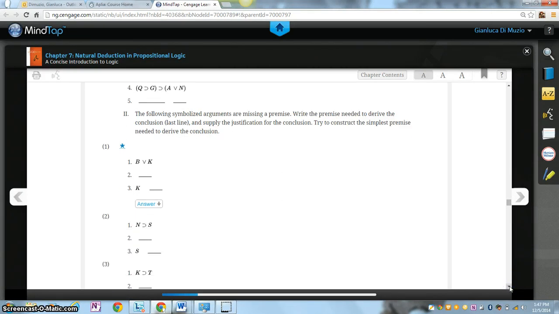So here you're told one of the starting points and your point of arrival, and you have to figure out how you got there or how you can get there. If you know that one of the starting points was B or K, and the point of arrival is K, what must have been the second formula that you used to get to K? How can you get K alone from B or K?